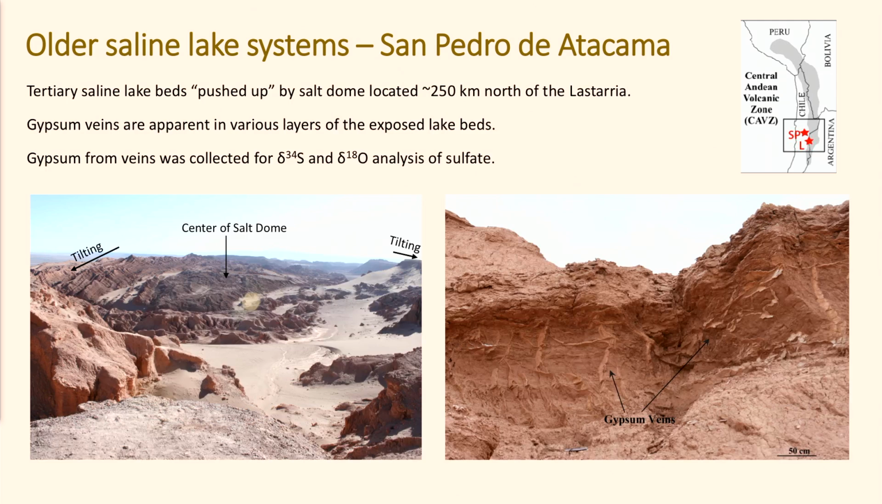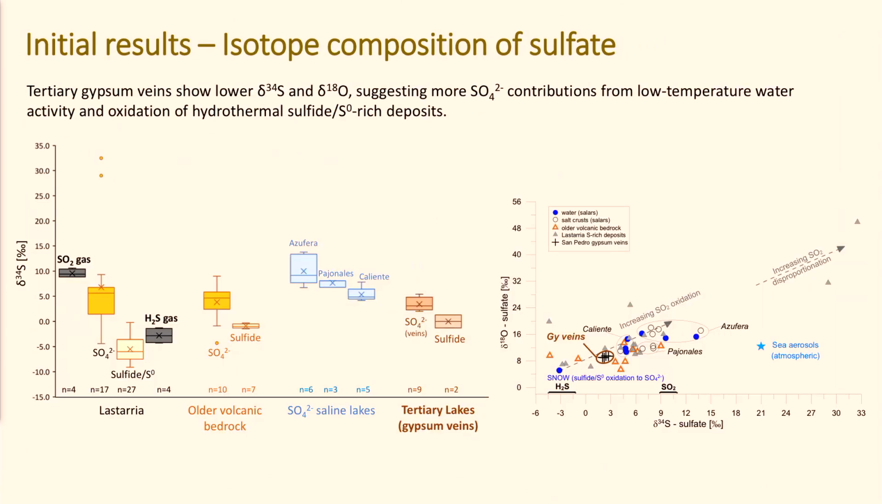And right now, these older lake sediments are tilting around this salt dome, and you can sample and have easy access to those gypsum veins. So we took samples for isotope analysis to see what the sources of sulfide were for precipitation of those gypsum veins, because this is also a volcanic area similar to Lastaria.